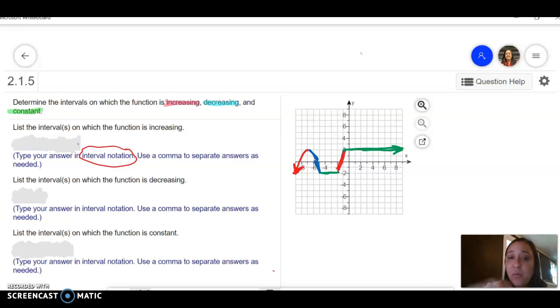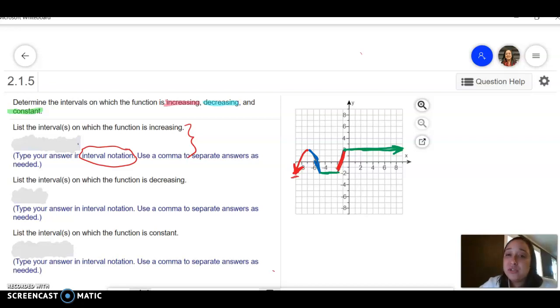What I want to do is, in this first piece here, that's where it's asking where my function is increasing. So I want to take each one of those red pieces that I have, and I want to write them in interval notation. Well, what you notice is on the left side, I have an arrow, and it's going to the left forever. And what that means, my values are decreasing forever. There's no stopping it.